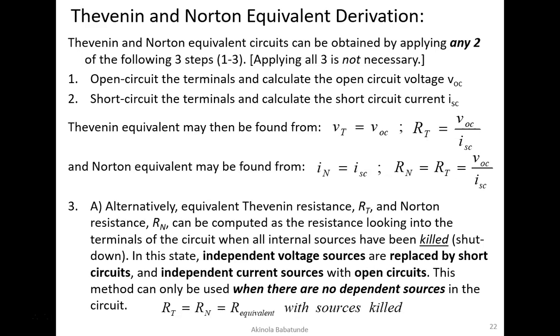Once you find your R equivalent, that R equivalent will be the same thing as your R Thevenin and will definitely be the same thing as your R Norton. And this method can only be used when we do not have dependent sources in the circuit, because we cannot shut dependent sources down. However, if all we have is independent sources, be it current or voltages or both of them, we can kill them or shut them down, find our R equivalent, and then once we know the R equivalent, we know that is equal to R Thevenin, and we can easily find our VOC, and then we can do whatever it is we want to do and find whatever terms are missing.